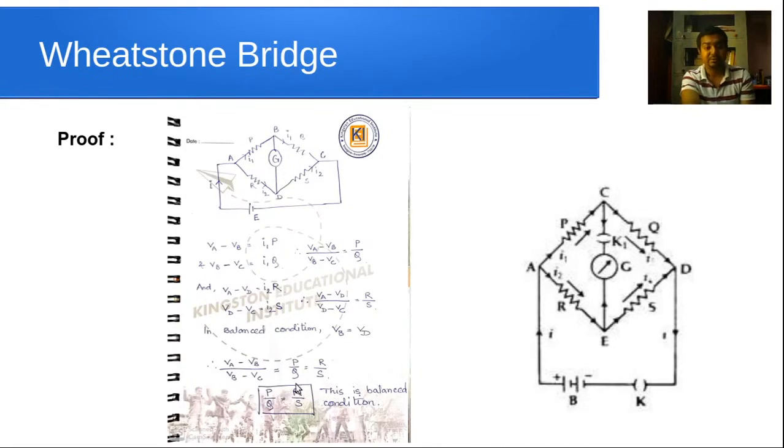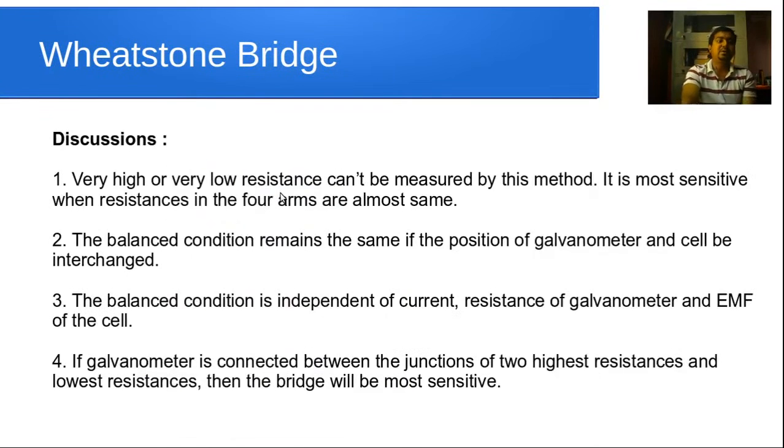So we have now proved that P by Q equals R by S is the balance condition when there is no current flow across the galvanometer, meaning when VB equals VD. Okay, that's all for that. Now we are discussing the Wheatstone Bridge.